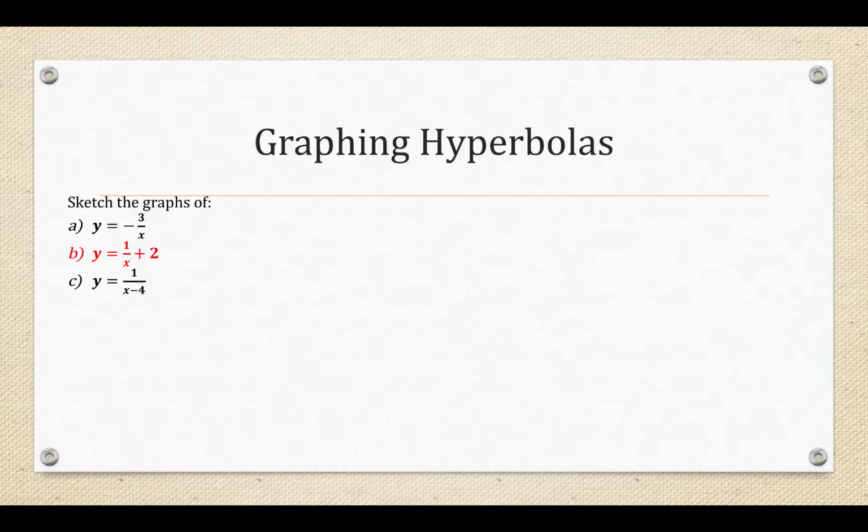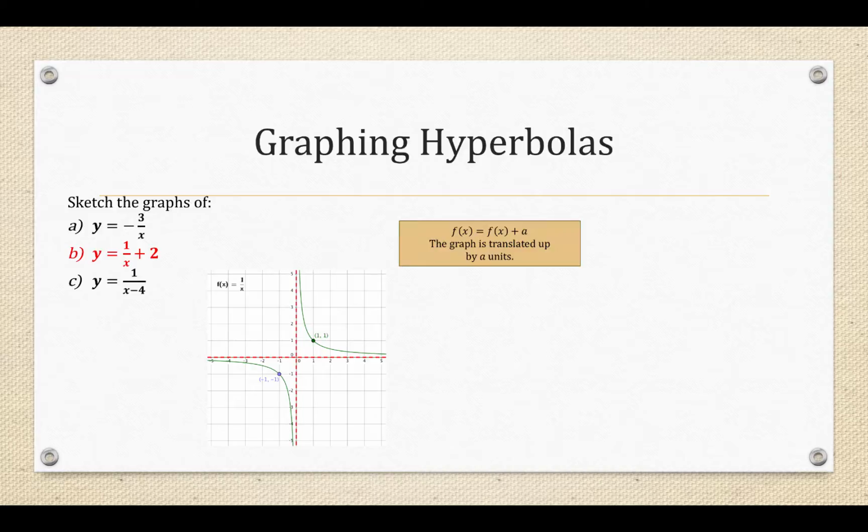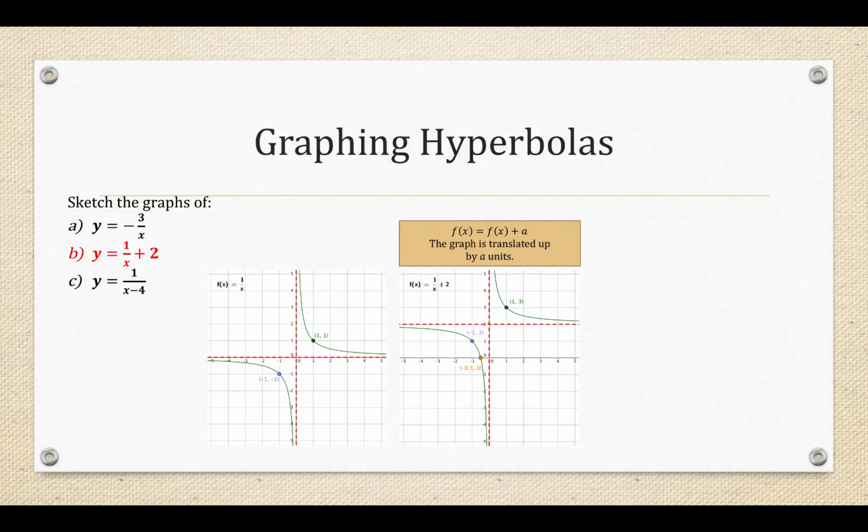Next, we're going to look at the graph of y equals 1 over x plus 2. Now again, we're still looking at that basic hyperbola of 1 over x and how adding 2 will affect it. So by looking at the point -1, -1, if we add 2 to that, we will get at x equals -1, y equals 1. And so what it has done is it has translated upward by 2 units. And so it looks like this.